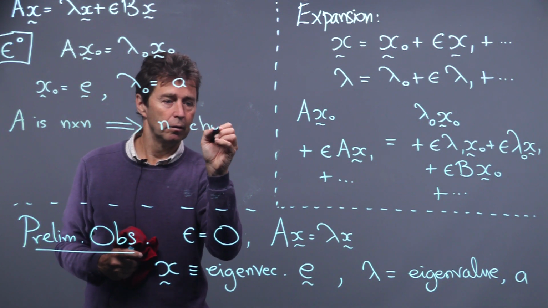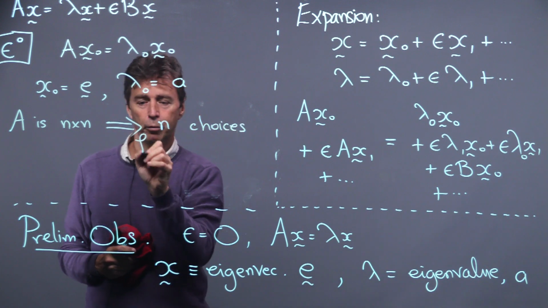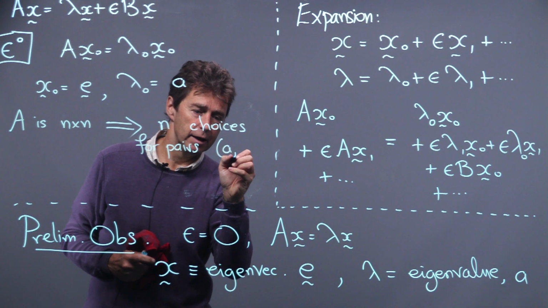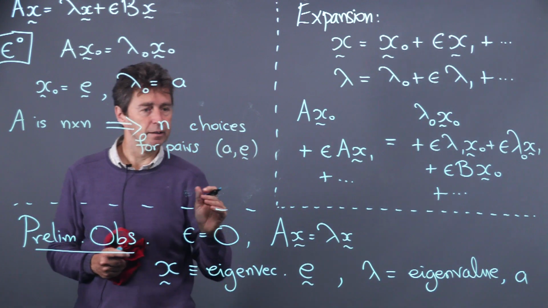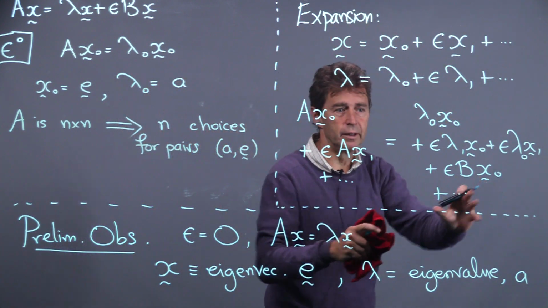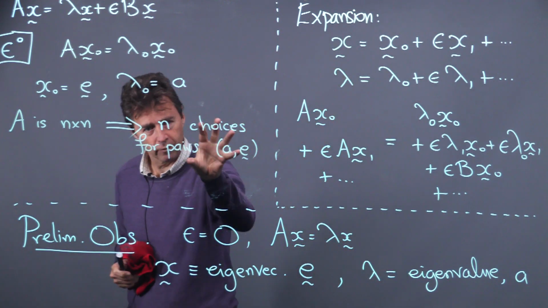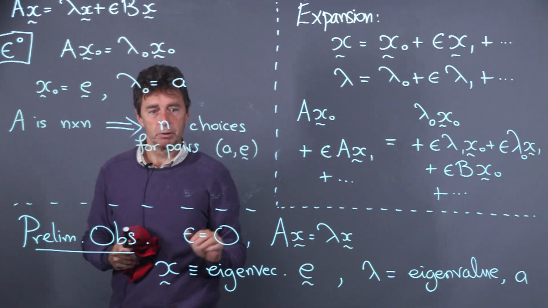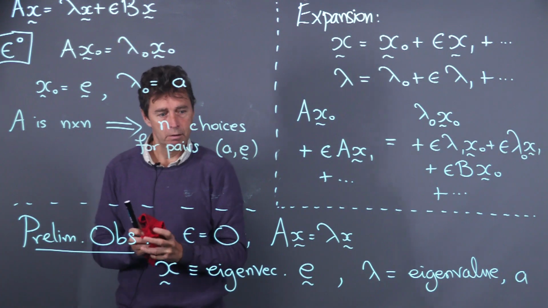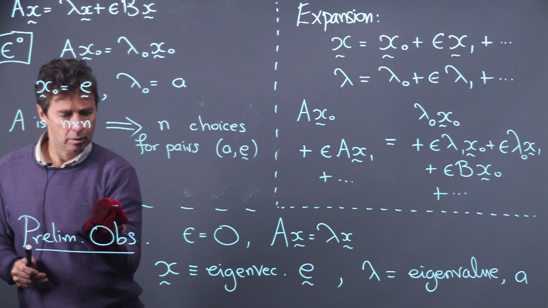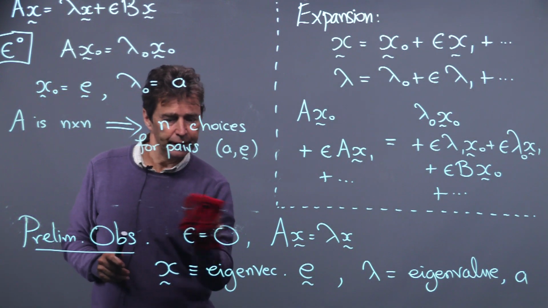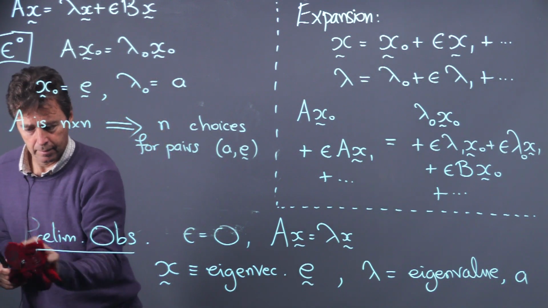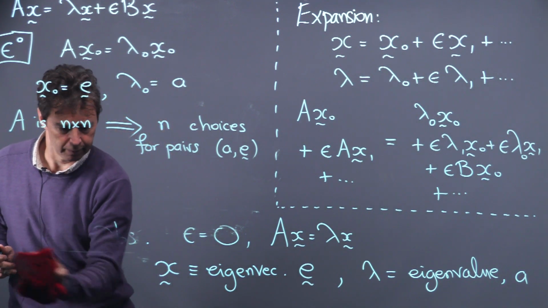choices for the pairs a and e. And what the expansion will do is it will take one of these pairs and figure out the corrections to it because of this perturbing term. So that's where we're going. And I have to do it for each pair independently. I pick one and run with it. So now we can ditch the preliminary observations.